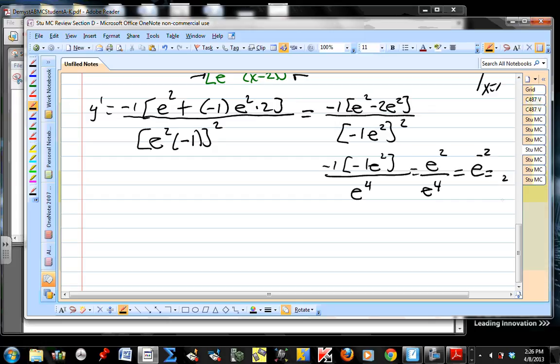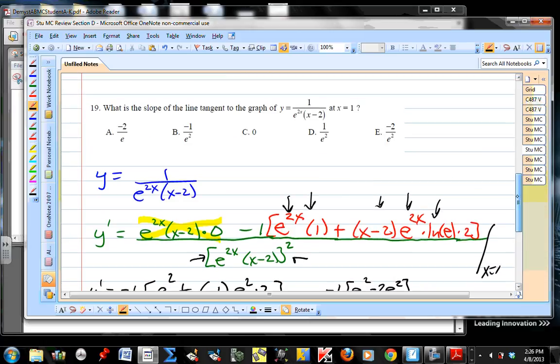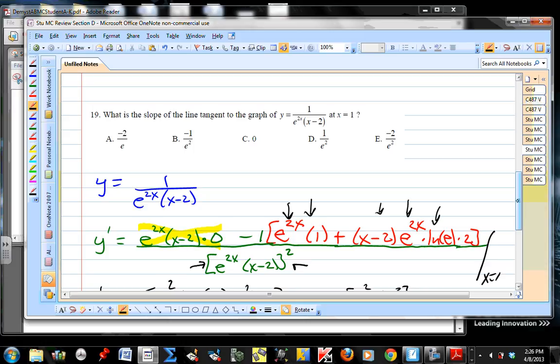Let me write that a little neater. 1 over e squared. Whew. Let's go back and see if that matches one of the answers. 1 over e squared matches option D.